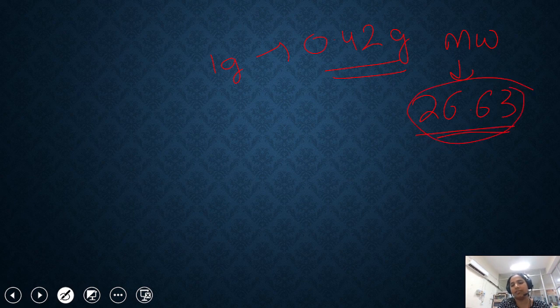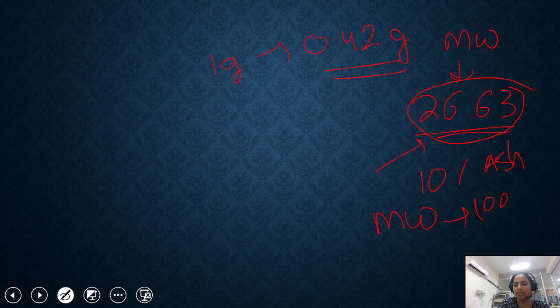That 1 gram of substrate is forming 0.42 gram. So first we found the molecular weight for this biomass. This will come around 26.63. It will not come directly, it will come when you consider the 10% ash. Because what is the molecular weight of that? You can find it with the formula, it is for 100%. But how much weight is there in the biomass? It is 90% only. So when you find it for the 90%, it will come out to 26.63 gram.